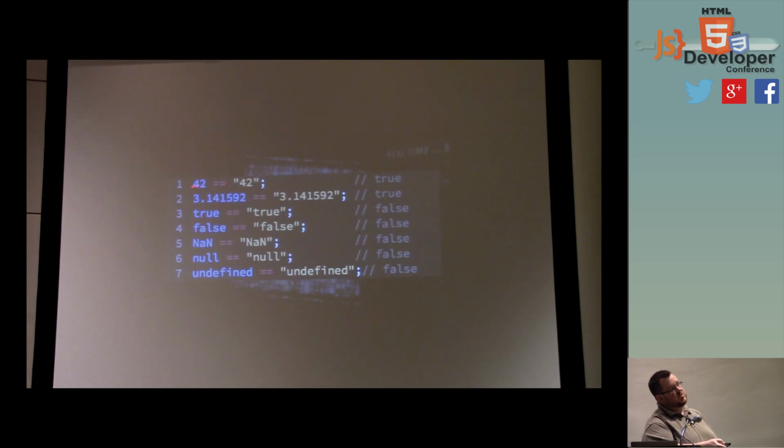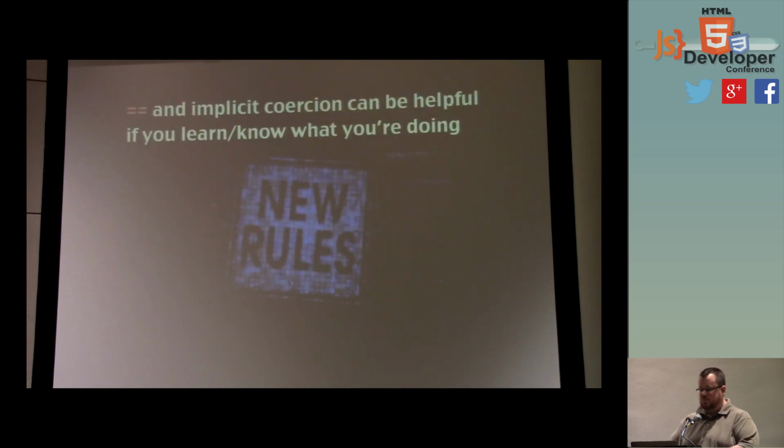Again, with numbers versus strings, 42 and string 42, pi and pi, those are equal, but none of these other ones are equal, and that's actually what we would expect. You don't want to treat the true value the same as the true string, or the false value the same as the false string. So in these cases, everything's totally what you would expect, and implicit coercion is, in my opinion, very safe and a powerful part of the language. So double equals and implicit coercion can be helpful if you learn and know what you're doing.